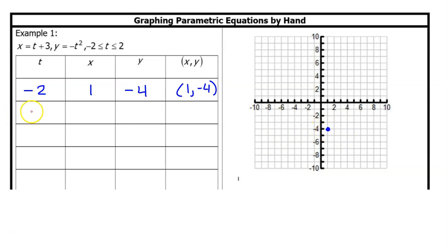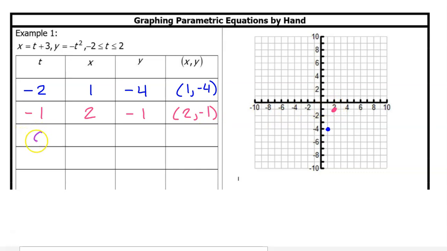Now let's evaluate the parametric equation at t equals negative 1. At negative 1, x is negative 1 plus 3, which is 2. Y is negative 1 squared, that's positive 1. And then the opposite of that will be negative 1. So we get the point 2 comma negative 1. That's right here.